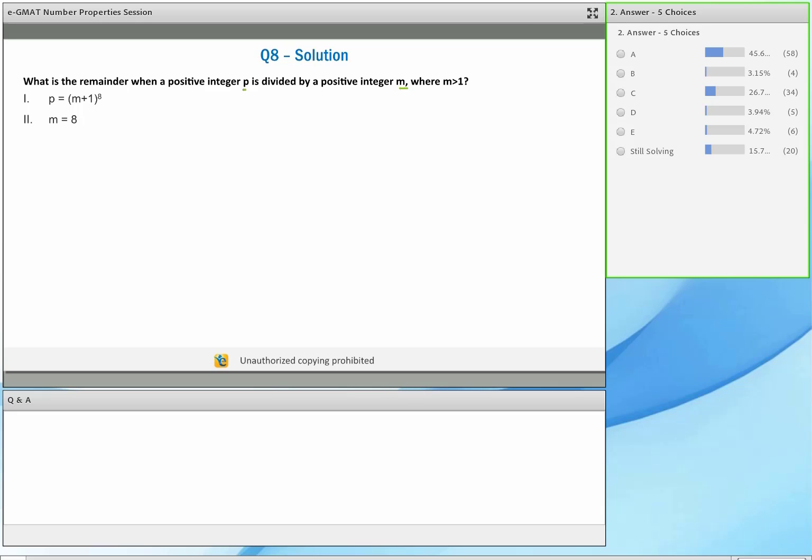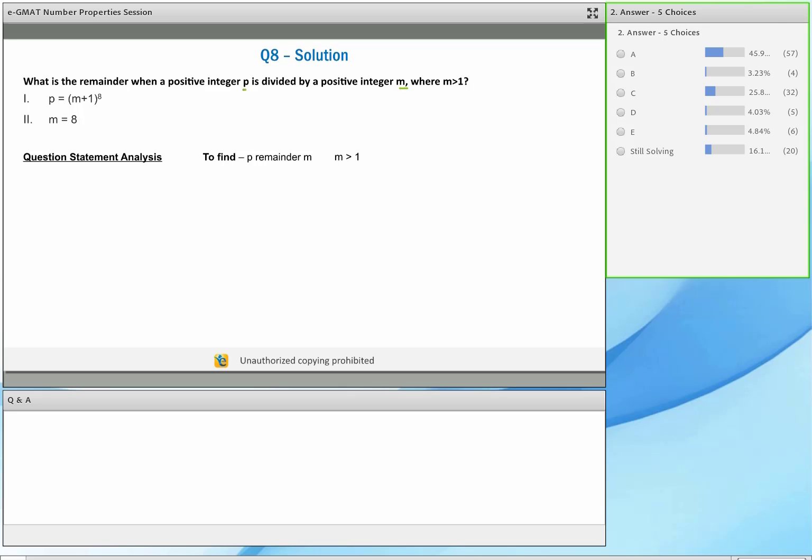You don't have definite numbers such as what is the remainder when a positive integer 153 is divided by a positive integer 2, or a positive integer 25. You don't have that, right? And again, that's the whole point of a data sufficiency question. There are these unknowns, and you need to see what relationship, if you're given certain more information in these individual statements, are you able to solve that question, right?